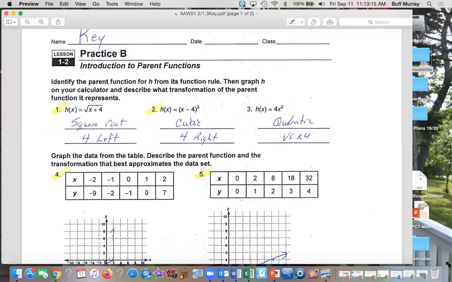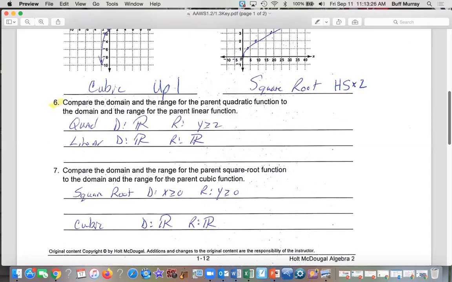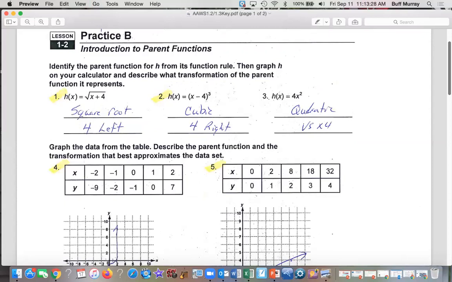But the idea isn't just to get the answers, and I'll post these answers on Canvas a little bit later on. I want to make sure that you not only know the answers, but you know how to get them.